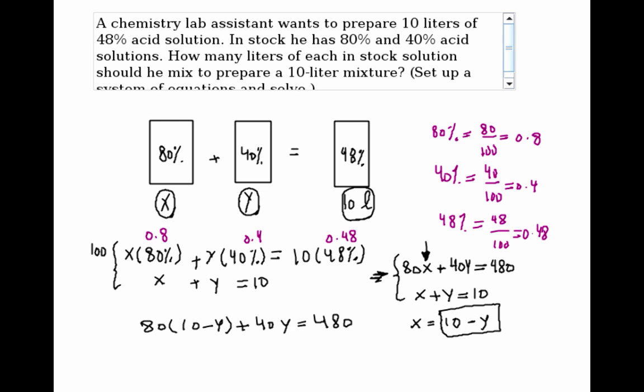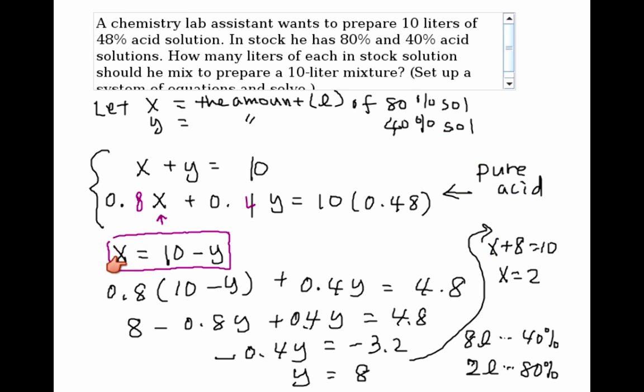Or we could do the addition method if you wanted to. I could multiply this row by minus 80 and then add them up, and then I would solve for y that way. But in the solution that I had earlier, we used the substitution method. We let x equal 10 minus y, substitute that, and solve for y. y would be equal to 8. You could stay with the decimal or eliminate the decimal like I showed you. It doesn't make any difference. You get y is equal to 8.